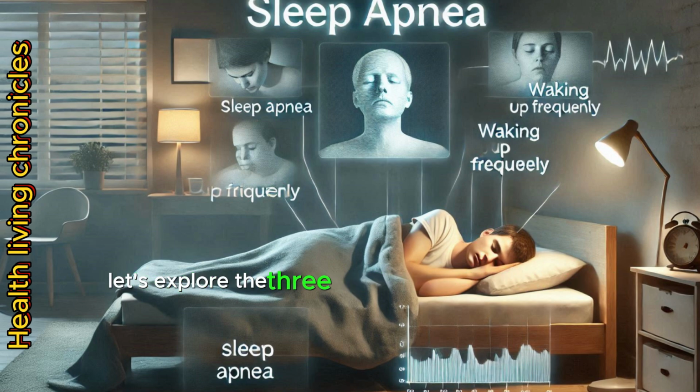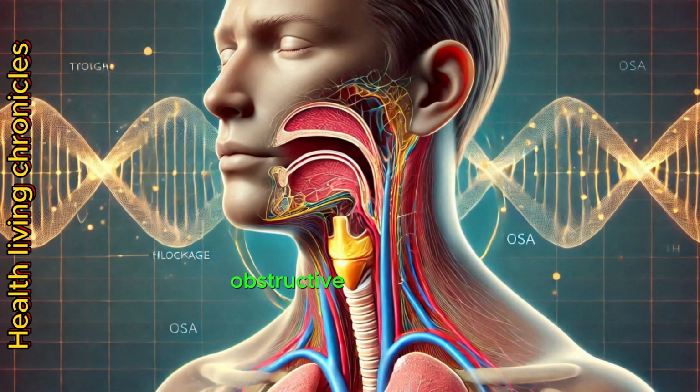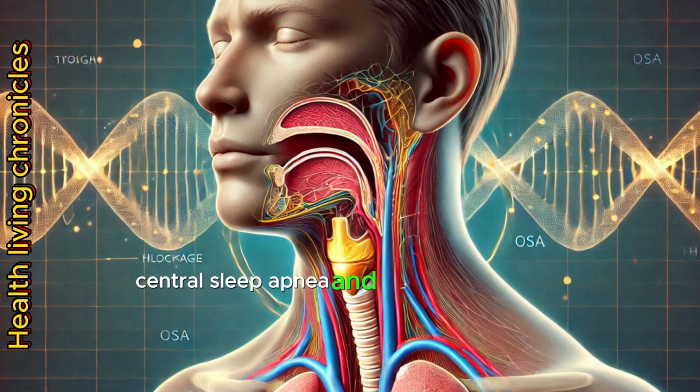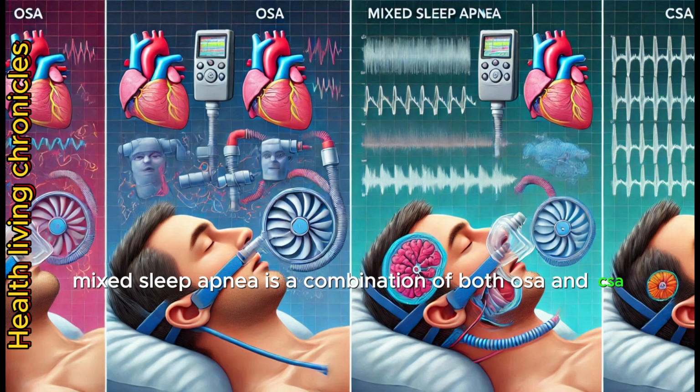Let's explore the three main types of sleep apnea, their causes, and treatments. There are three primary types of sleep apnea: obstructive sleep apnea, central sleep apnea, and mixed sleep apnea. Let's start with obstructive sleep apnea, or OSA, which is the most common form. It occurs when the muscles at the back of your throat relax and block the airway. Central sleep apnea, or CSA, happens when the brain fails to signal the muscles to control breathing. Lastly, mixed sleep apnea is a combination of both OSA and CSA.